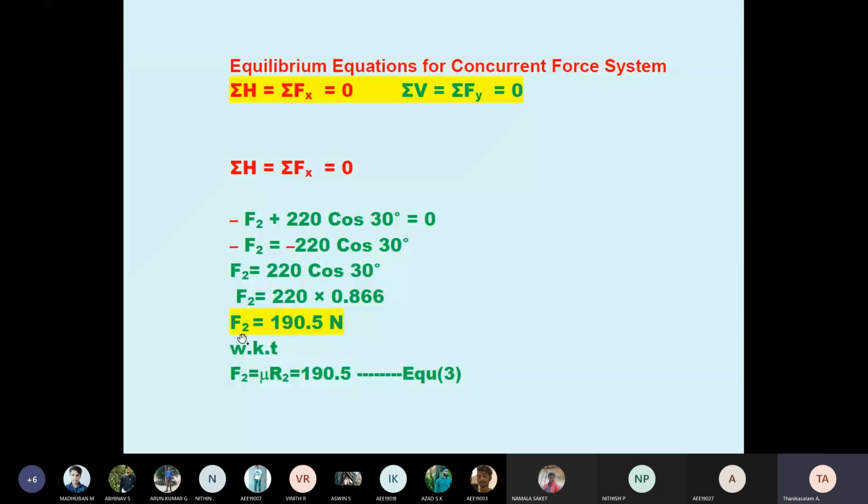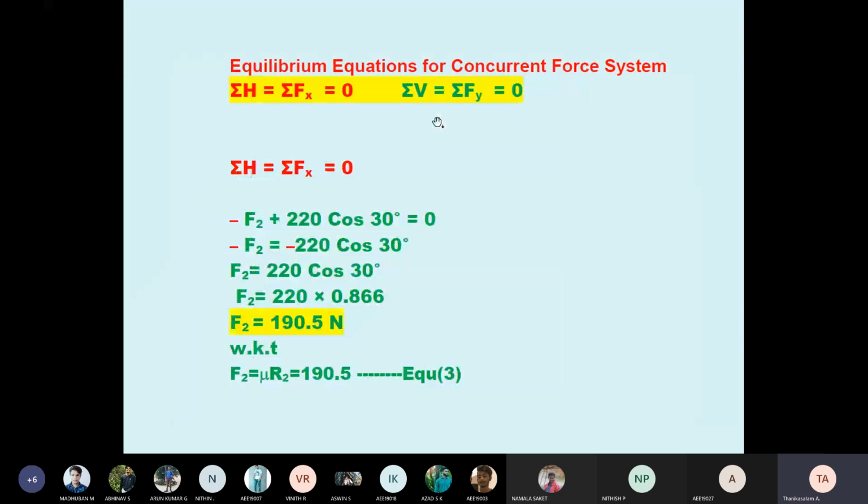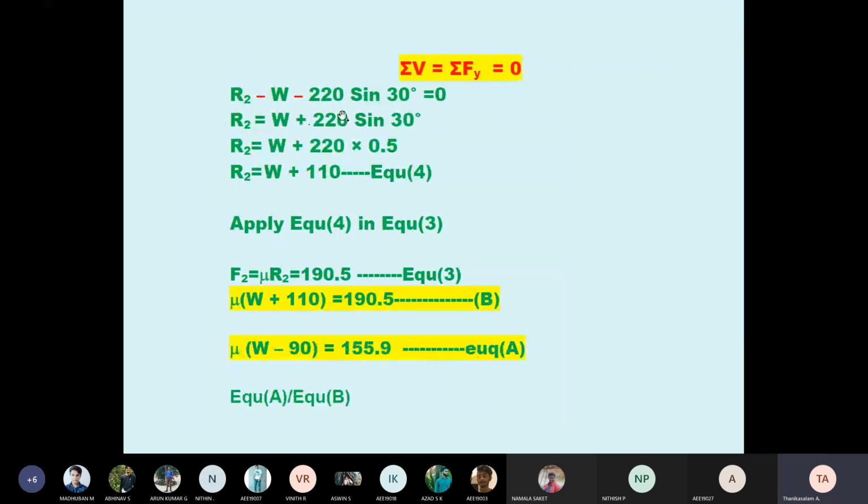Already we know what is F. Generally, friction equal to mu into R. Therefore, here I have written F2 equal to mu into R2. So this is equation 3, because case 1 gave two equations, then equation A was formed. Now case 2, I'm taking this as equation 3. Now summation Fy equal to 0. Vertical: R2 upward, minus W downward, minus 220 sin 30. Therefore, R2 equal to W plus 220 sin 30. Sin 30 is 0.5, 220 into 0.5 is 110, no?